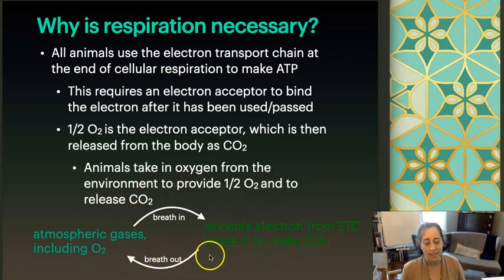Then that carbon dioxide eventually can be used, or the carbon in that carbon dioxide can be used to make organic molecules such as glucose, such as amino acids, nucleotides, by plants and some other types of organisms. So this is the basis of why respiration is so important in the first place.